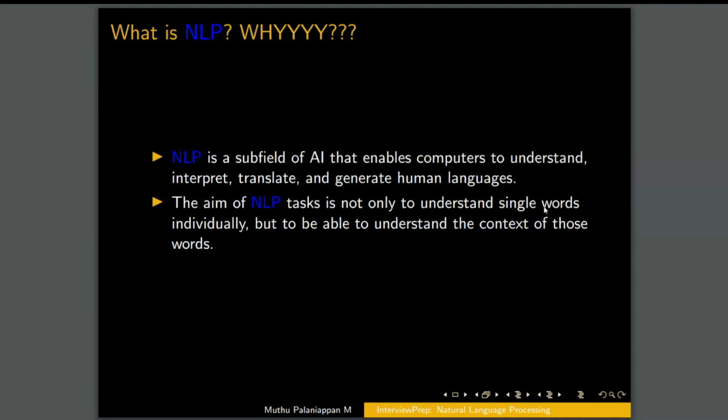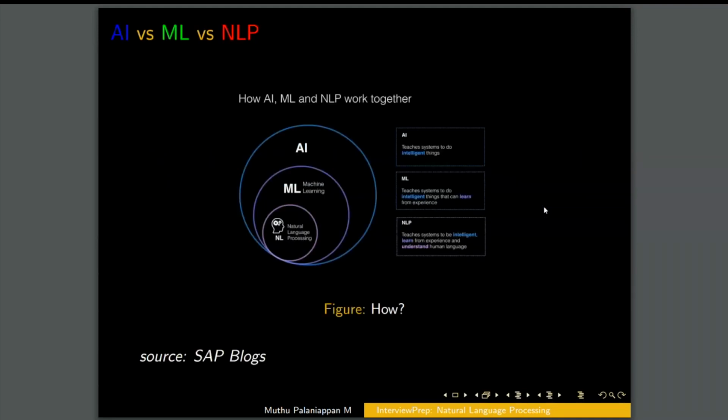Now, next we move into AI versus ML versus NLP. In AI, what we are trying to do is teach our model, or our system, to be intelligent. That is where AI comes in. AI is like a grandfather. Within AI you are going to have ML. What is ML? ML is machine learning.